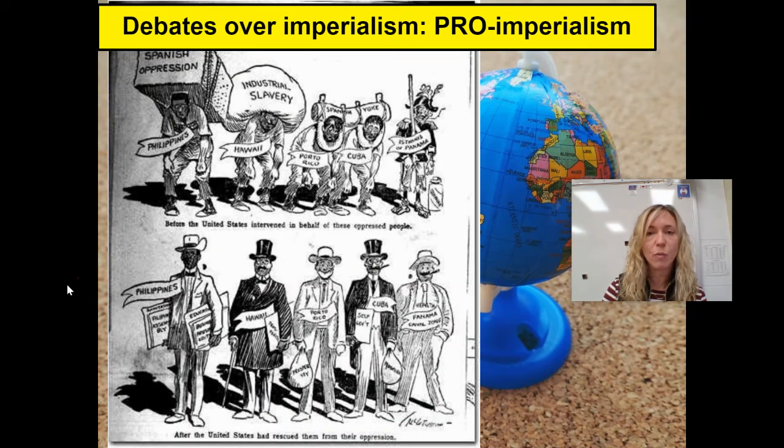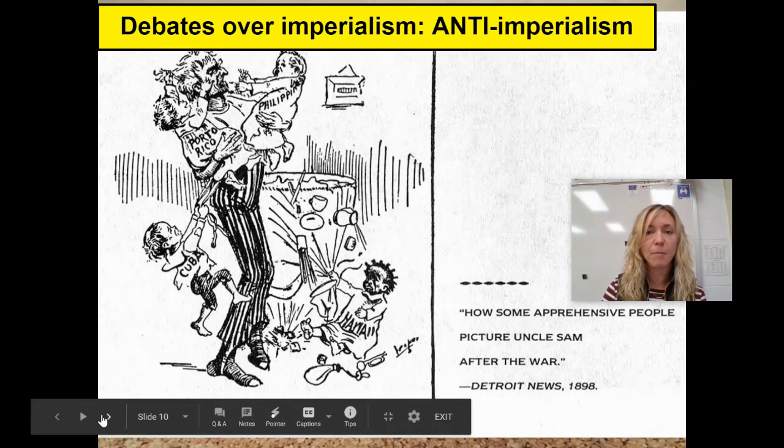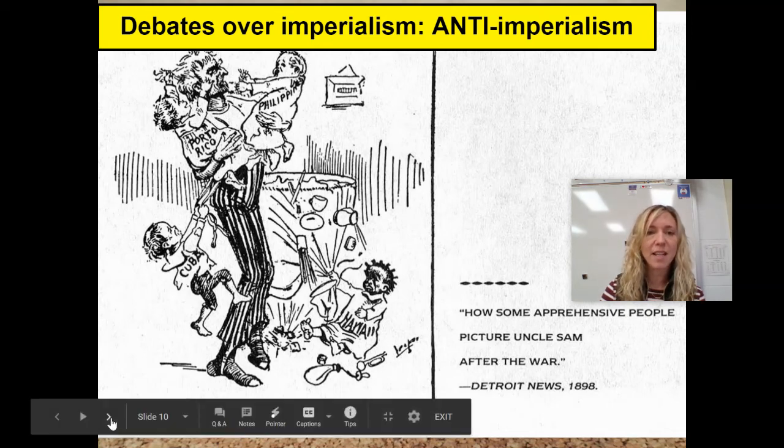In fact, there are many debates over what we should do. Should we take over this other territory or not? There are many political cartoons that emerged at this time. In class, we'll look at some other examples. But this cartoon is very pro-imperialism, showing the before on the top, and look at what happens once the U.S. exerts control or influence over these territories. But at the same time, there are also a lot of people and cartoons representing the other side. Here's a cartoon showing the anti-imperialism side, that by taking over other territories, it's more of a nuisance. It's kind of a problem. So lots of debates ensued.